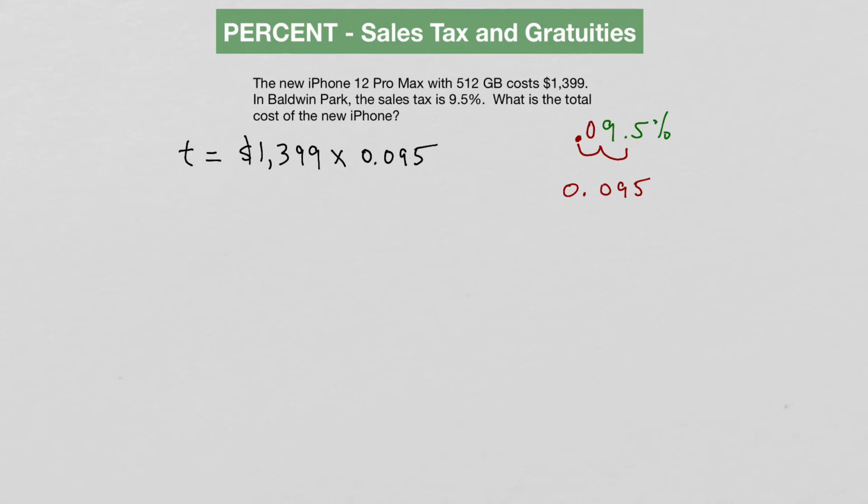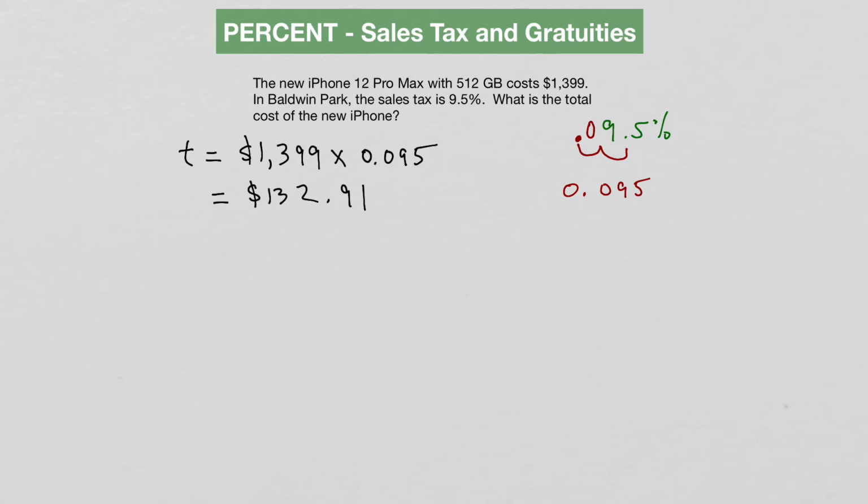So if we were to calculate this, we'd find that the tax amount is going to be $132.91. So that 9.5% goes to the federal government. It also goes to the state and city. And that's what comes up with 9.5%. That was a little bit of background information, just so you know where the taxes go.